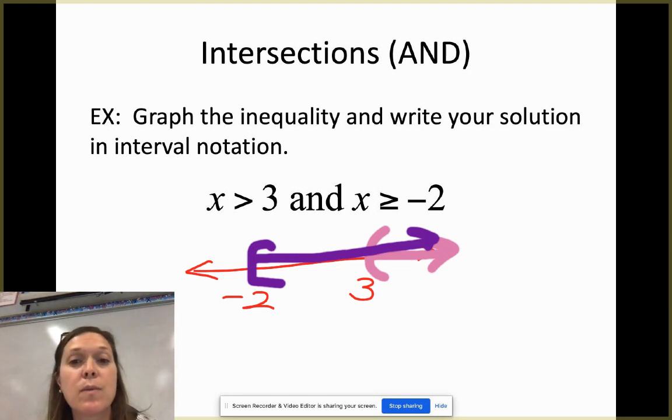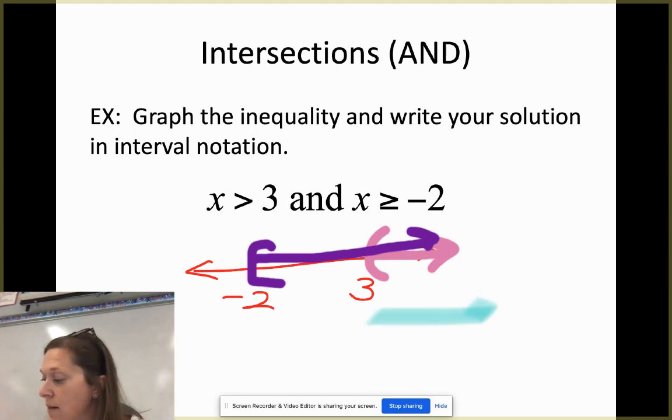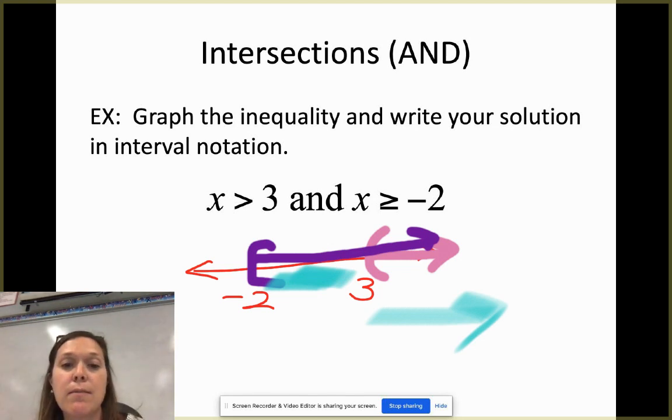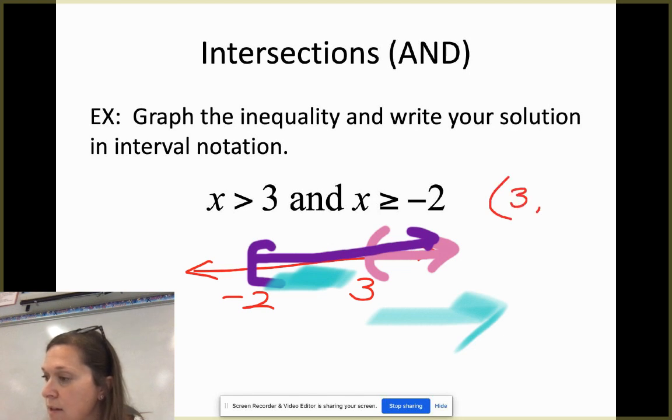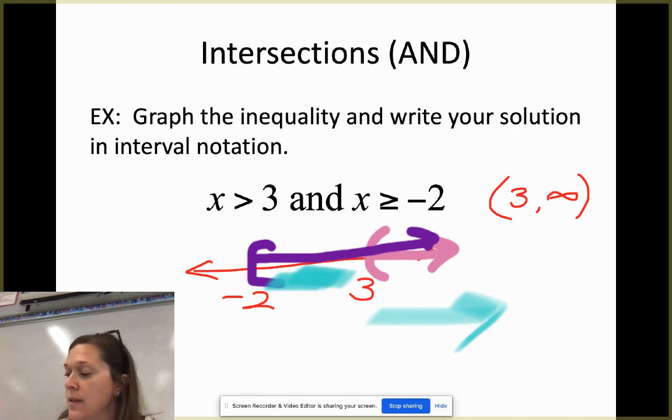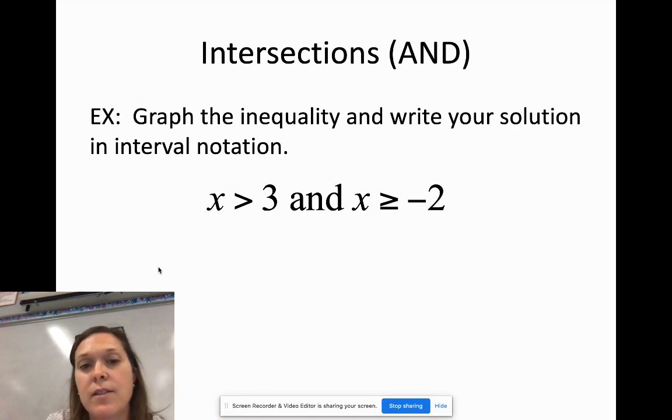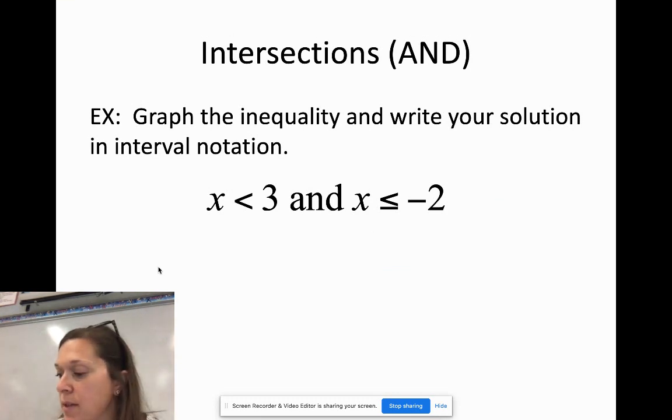Well, the intersection between the purple and the pink is from 3 and on. Notice there's no pink right here. So that's not included in my solution set. So my answer in interval notation is going to be parenthesis 3 to infinity. That's why it's very, very important that you graph this out so you can see what it's going to end up looking like. All right, let's do another manipulation. Let's flip the signs and put them to the left.